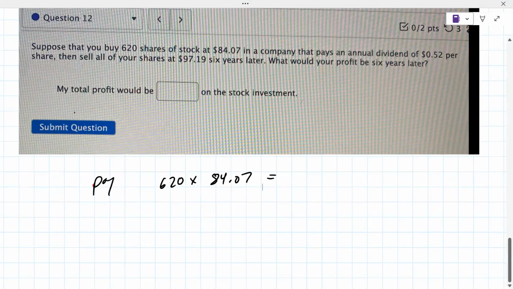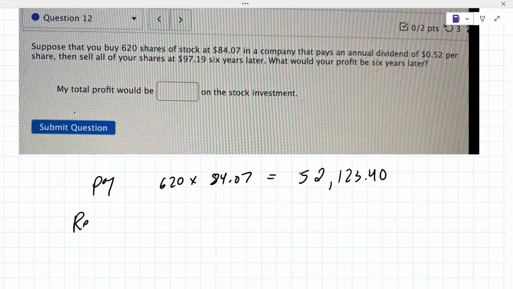Okay, so we need that amount. That's working against you. That's costing you money. Costing me $52,123.40. That's a lot of money. Yeah. All right. So that's right.